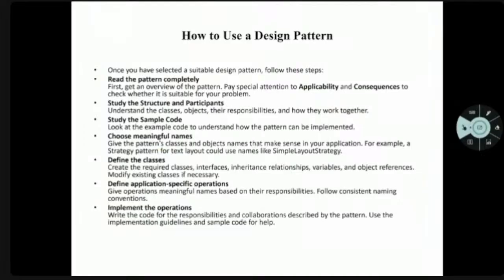Then we have seen how to use a design pattern. That is our last concept for today. So we can use a design pattern in 7 different steps, right? Starting from reading the pattern complexity, study the structure and participants, study the sample code, choose meaningful names, define the classes, define application specific operations, implement the operations. So these are the steps by which we can easily use a design pattern. In the sense, we have to use these 7 steps for using the design pattern.